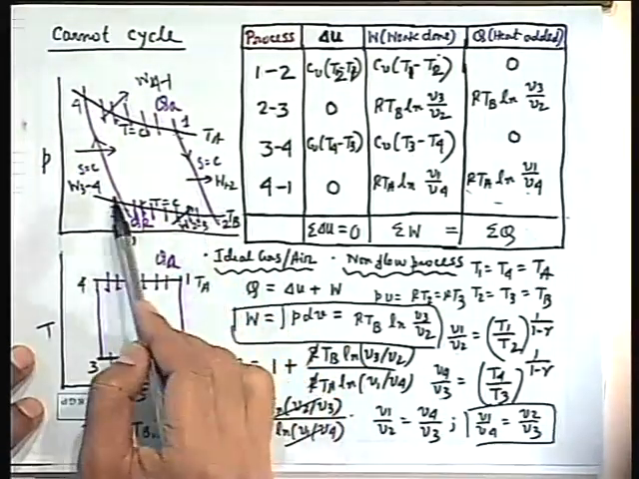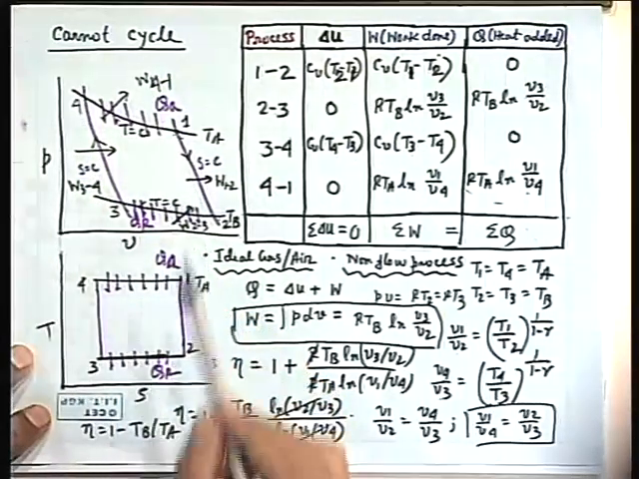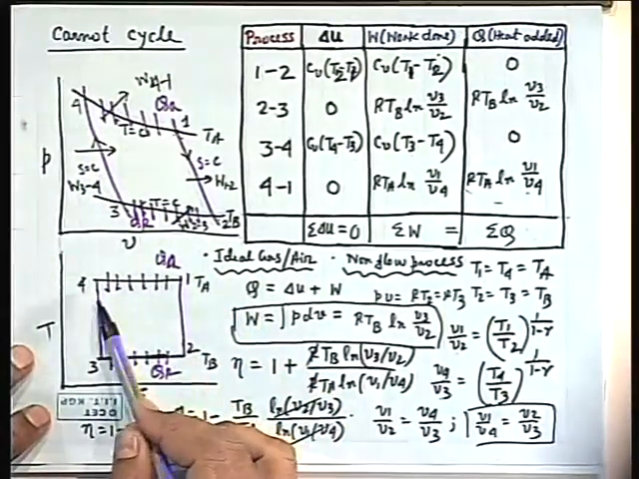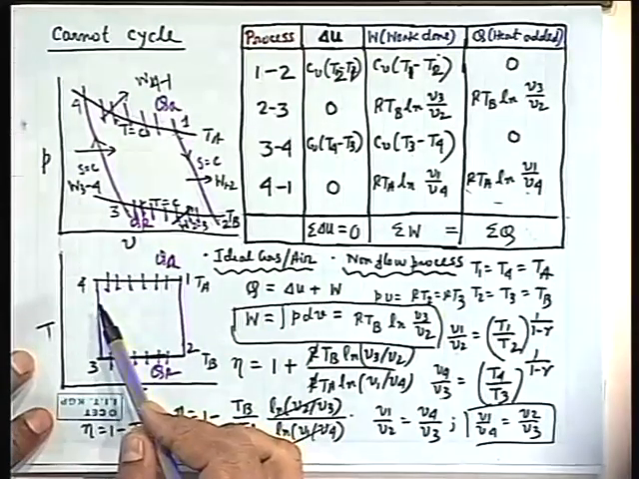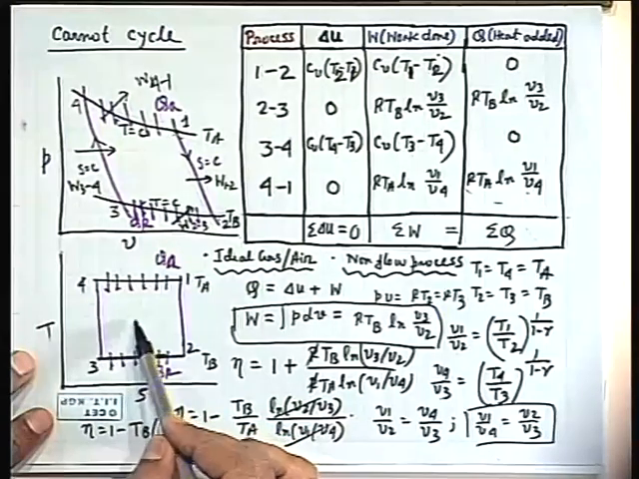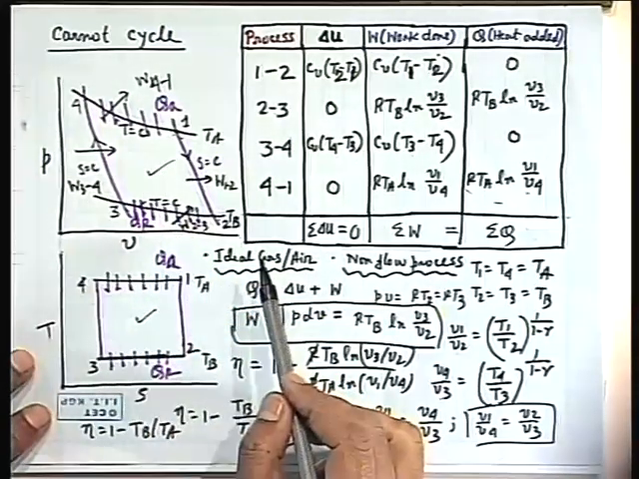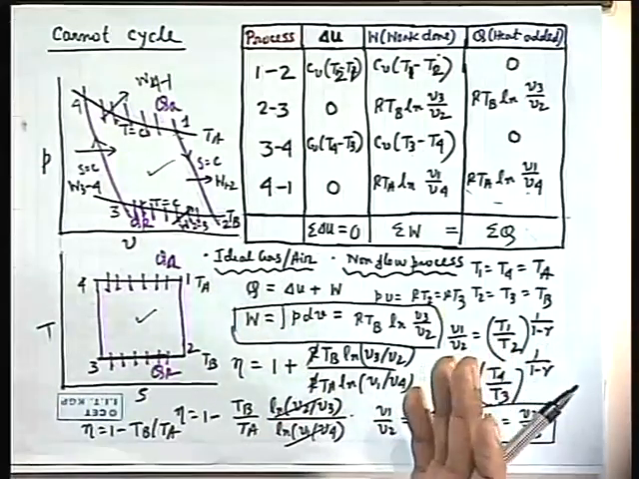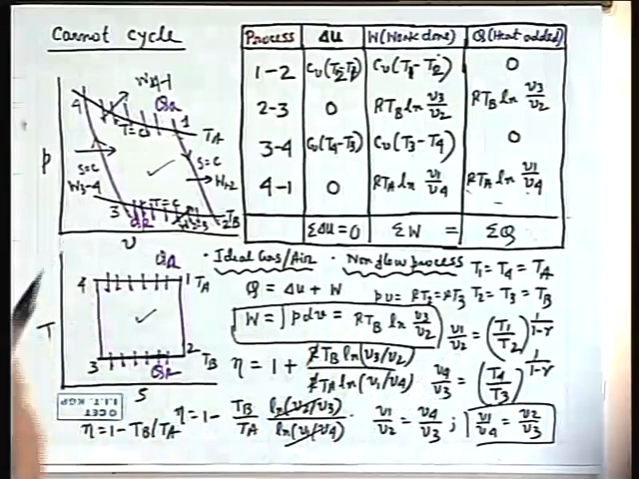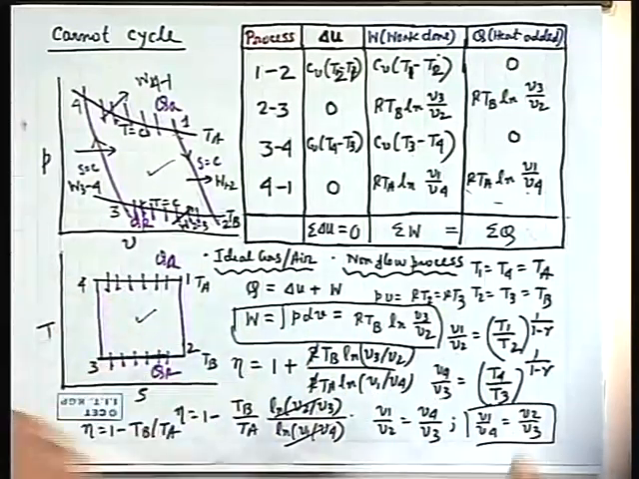Another interesting feature here: when you draw the PV diagram, what does the area of the closed loop represent? This represents the work done. What does the area of this closed loop represent? Heat, the total net heat added. So are these two areas equal? Yes, because delta U is 0, and the basic first law of thermodynamics says the algebraic sum of the work is equal to the algebraic sum of the heat. That is the conservation of energy, because the system comes back to the initial state where there is no change in the internal energy. This is the Carnot cycle.